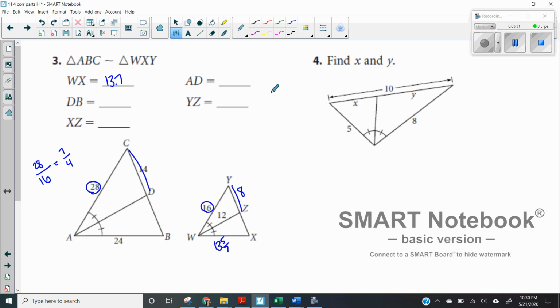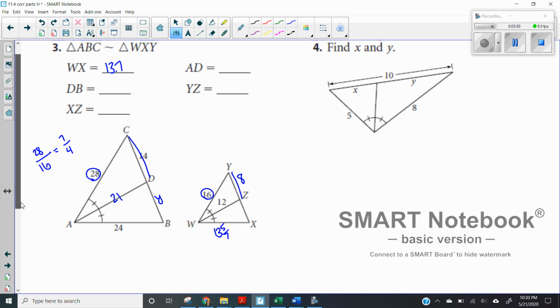Okay, let me see. Where did I go from there? Oh, we can find the length of this angle bisector. So that's fairly straightforward because we have this 12 that's here, right? So 28 to 16 equals x over 12. This is exactly 21. And then this little guy, let me just call this y for right now.